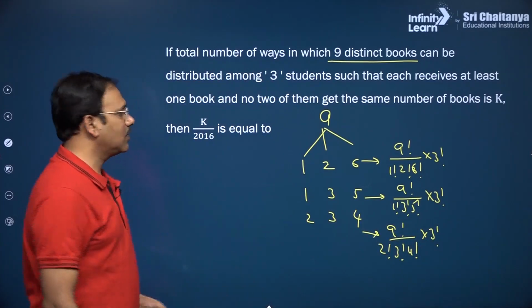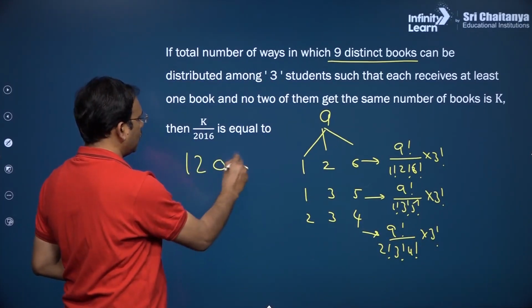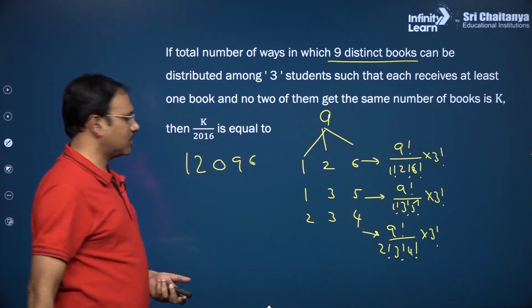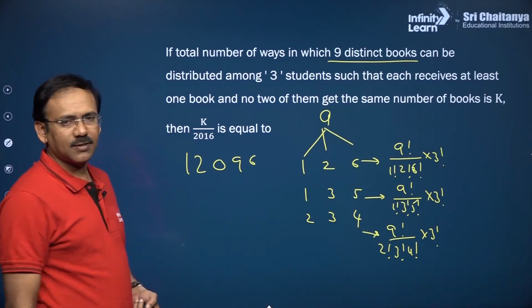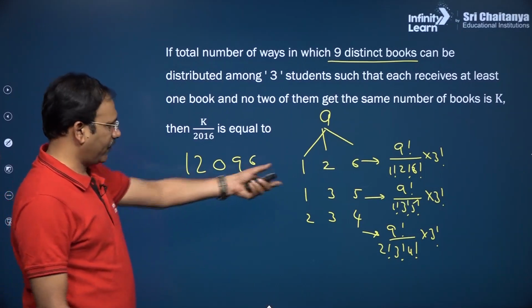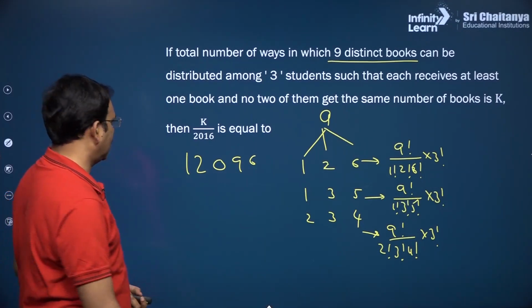You just add all these things, I think you will get 12096. Divided by 2016, you will get around 4 or something. You just simplify the cases, you will get the answer. Next.